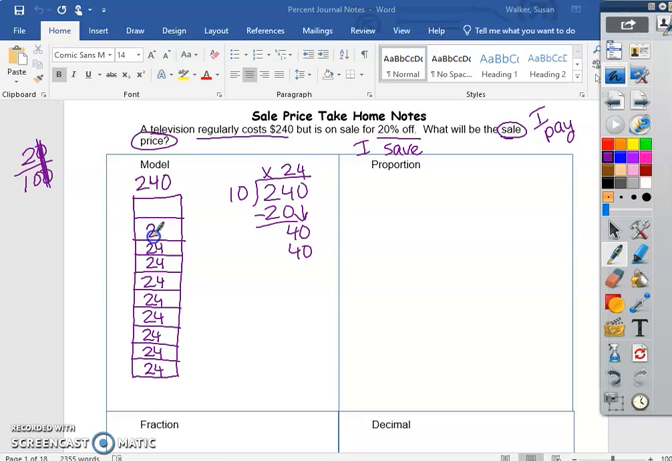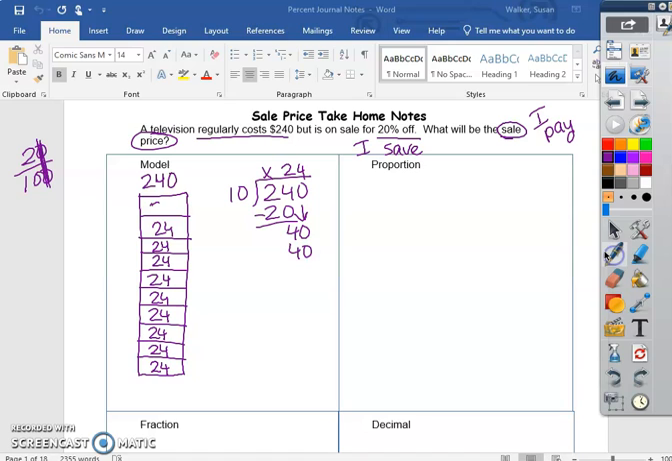So I want you to draw this on your paper. Even if you don't have this specific paper, just draw this model on a big sheet of paper. While you're doing that, I'm just going to remind you, this represents the entire television. So if I have 24, 10 times, that is equal to $240. So notice, 10 parts.